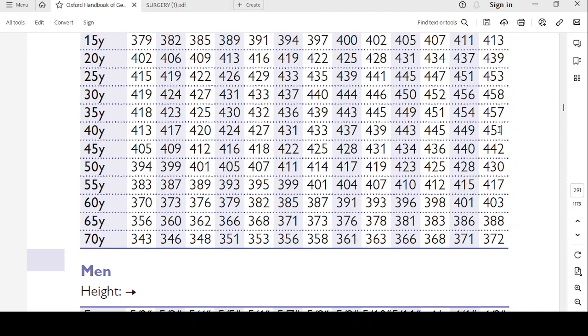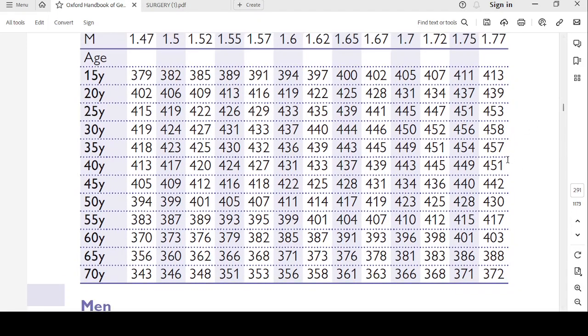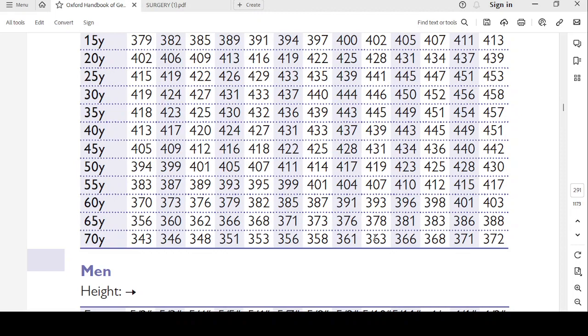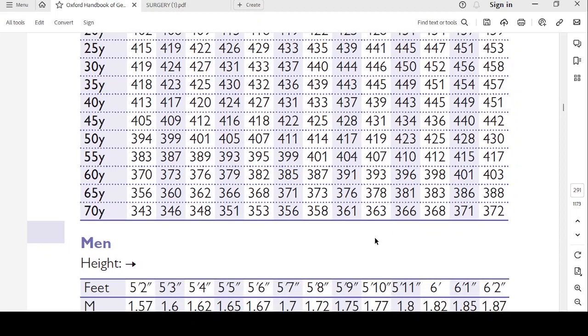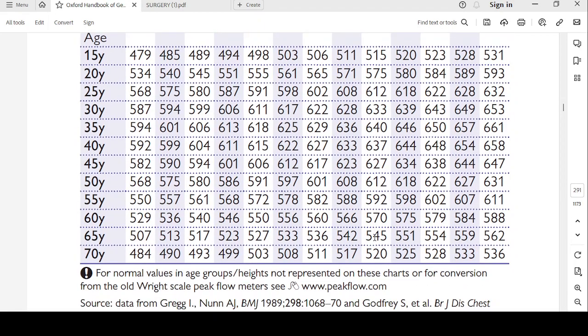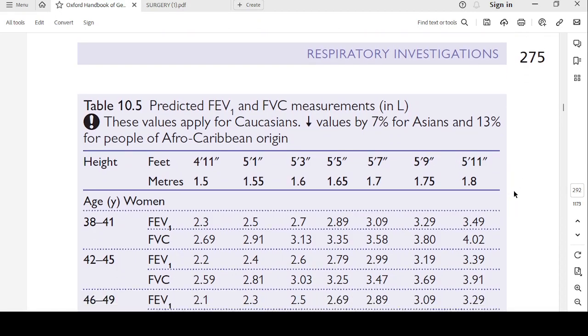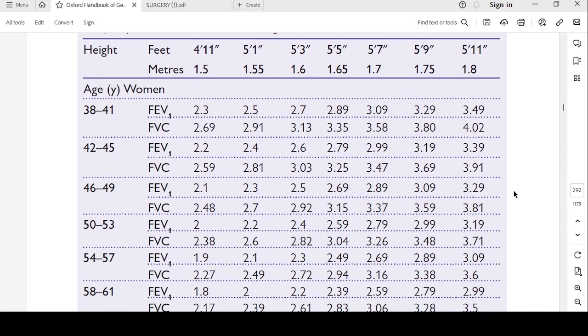By 40 years your flow rate increases, and then by 45 years your flow rate starts decreasing gradually till 70 years. In men, after 35 years, the flow rate decreases. It also correlates with height and age.